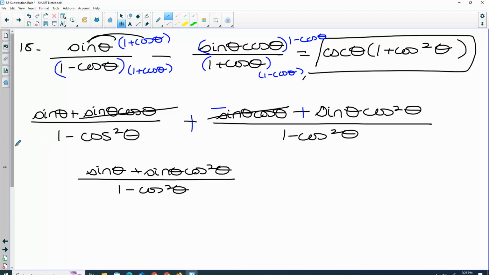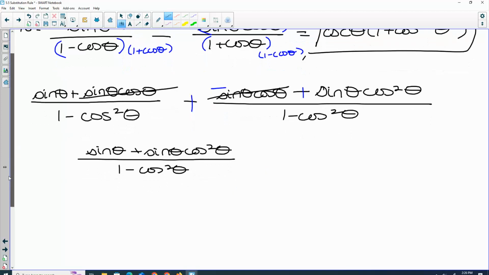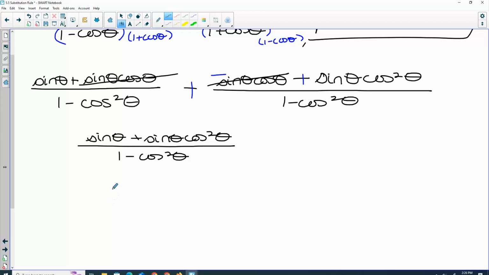All right, look at our goal. Any thoughts on where we could go from here? Okay. There are 2 things. We can factor out the sine on top. So sine divided by sine is 1.